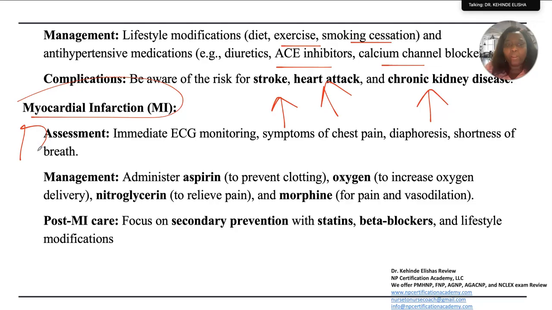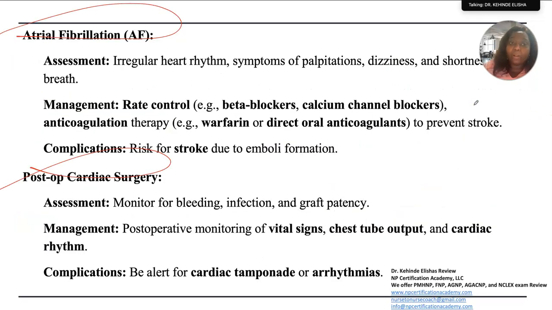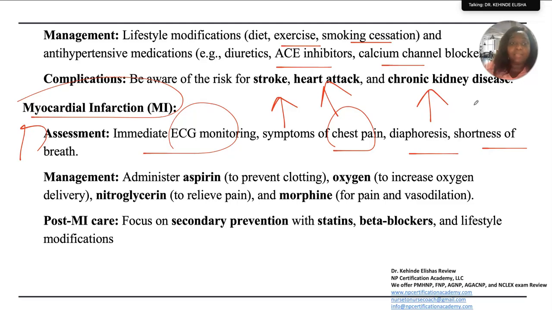What about myocardial infarction? Myocardial infarction, what do you want to assess for? You want to make sure that you have your EKG in order. You want to assess them for chest pain, any diaphoresis, shortness of breath. Does it make sense? Do you notice that for every pathology, there are things that we focus on or care about? What we care about also determines what kind of questions we ask.